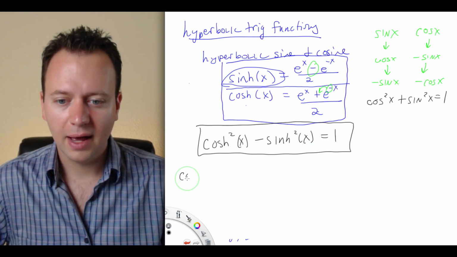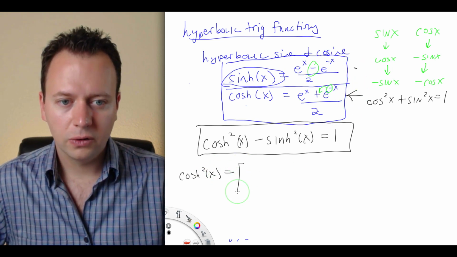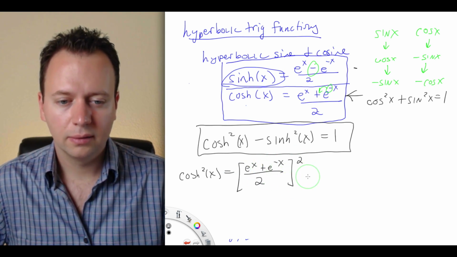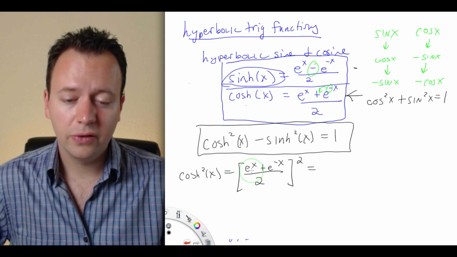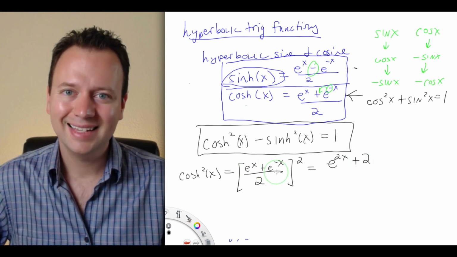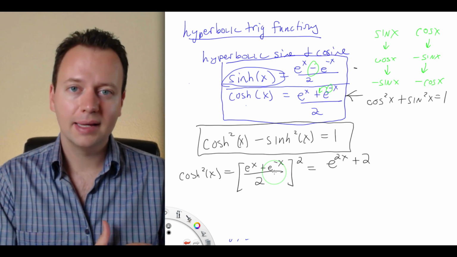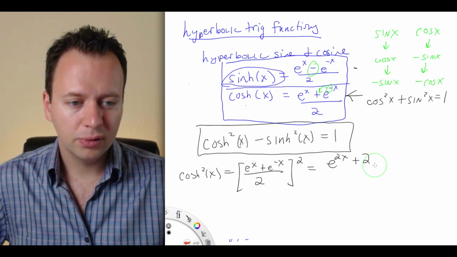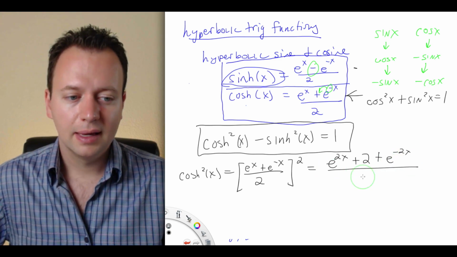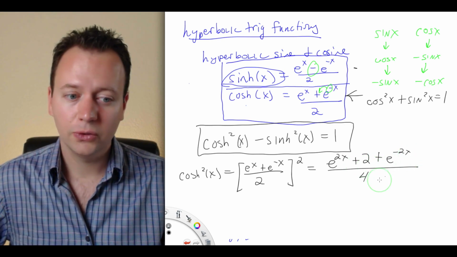Well, cosh squared of x, we just have to square this equation right there. So it's going to be (e to the x plus e to the minus x) over 2, squared. Well, when we square this, we get e to the x squared, so that's e to the 2x, plus 2 e to the x times e to the minus x. Now, e to the x times e to the minus x is just equal to 1 because e to the minus x is the reciprocal of e to the x. So we just get plus 2 and then plus e to the minus 2x. So e to the minus 2x is e to the minus x squared. So we get (e to the 2x plus 2 plus e to the minus 2x) over 4.